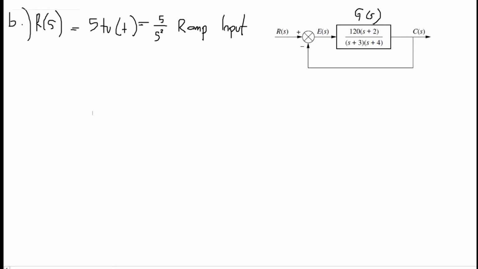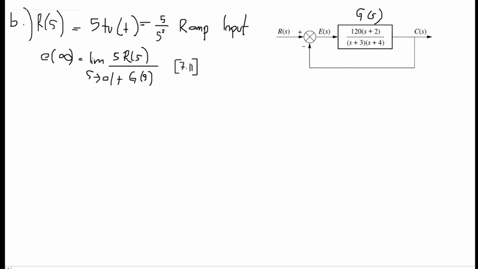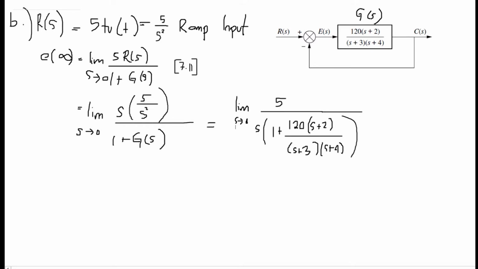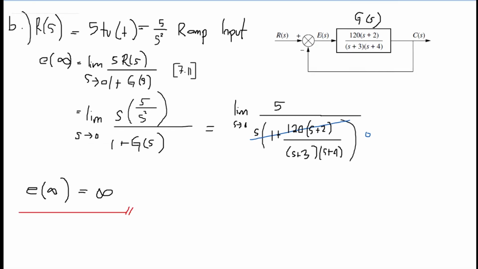Now we will solve for the steady-state error for input 5t u of t. When we take the Laplace transform, we get 5 over s squared, which is a ramp input. So we will still be using equation 7.11 for finding the steady-state error. When substituting the input into the equation, we get this. As you can see, not all s's from the input have been cancelled. So when s approaches 0, the whole denominator becomes 0, which will give us an error of infinity.